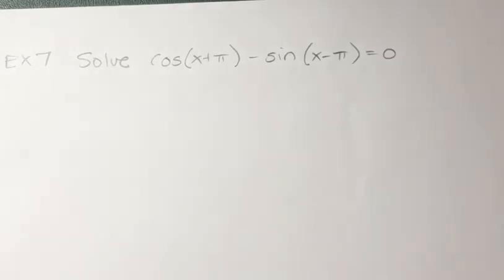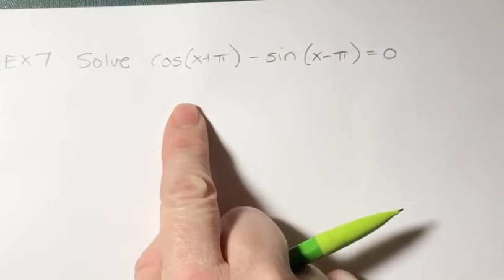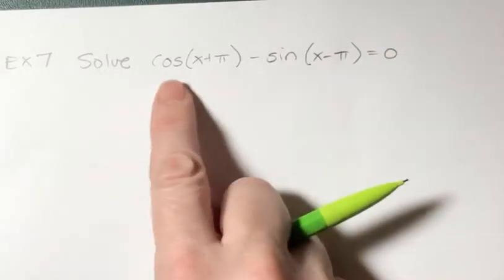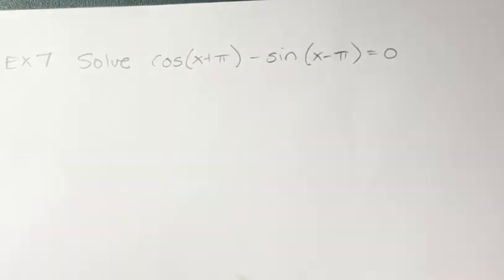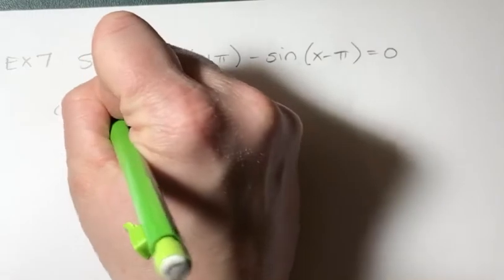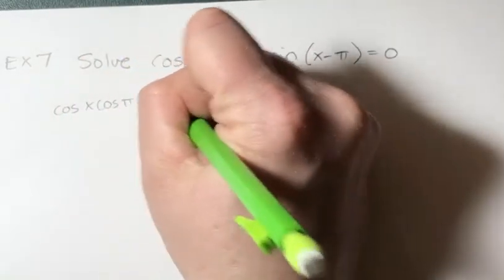All right, and the last problems that you're doing on section 5.4 are solving equations. And so these, again, you're going to be using the sum and difference identities. So here's the cosine of a sum. So cosine, cosine, sine, sine, sine.